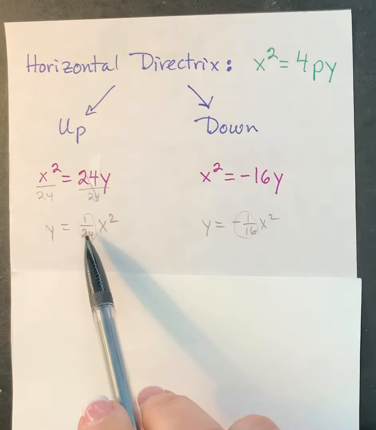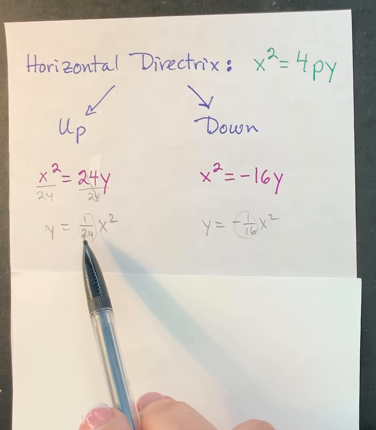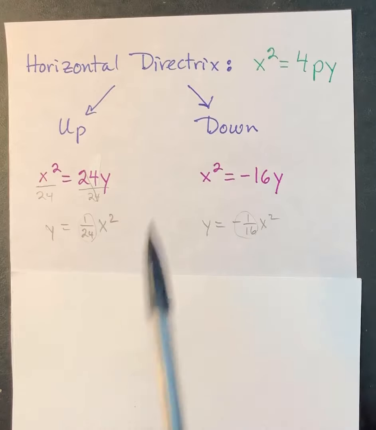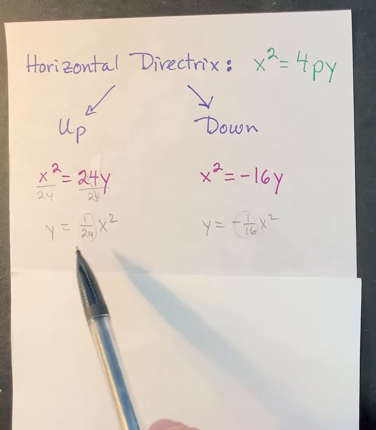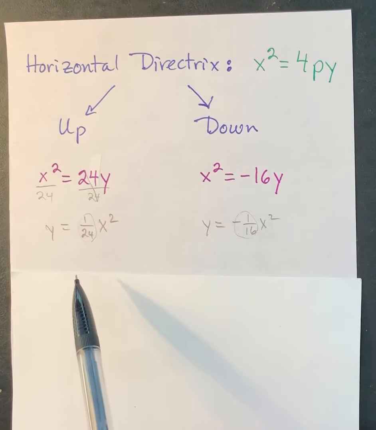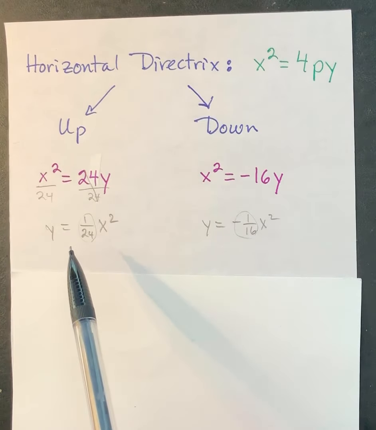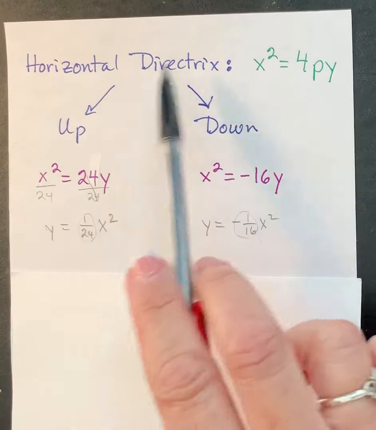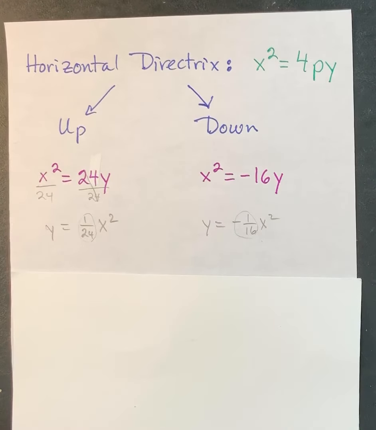And so we learned if the a value was positive, the parabola opened up, and if it was negative, the parabola opened down. It's something similar here. We're not going to work with a, we're going to be working with p, which has a slightly different meaning, but a positive p value will open it up if it's got a horizontal directrix.